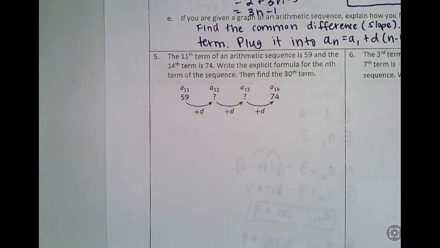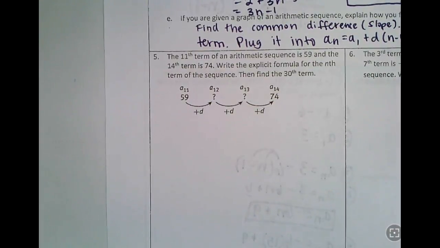Okay, so this is just a continuation of your notes that we started yesterday, 9.3. Go ahead and pull those notes out if you've not already. What I want you to do with this, so it says the 11th term of an arithmetic sequence is 59, and the 14th term is 74. Write an explicit formula for the nth term of a sequence, then find the 30th term.